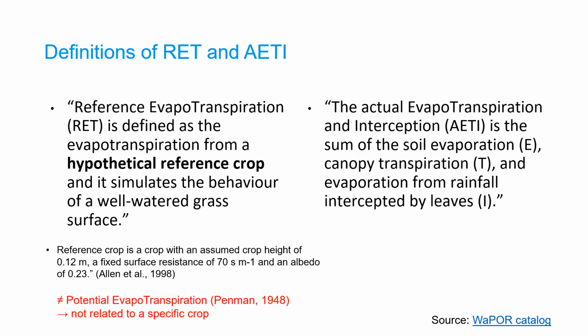The actual evapotranspiration and interception (AETI) is defined as the sum of the soil evaporation, canopy transpiration, and evaporation from rainfall intercepted by leaves.